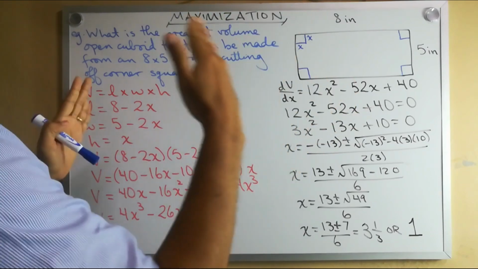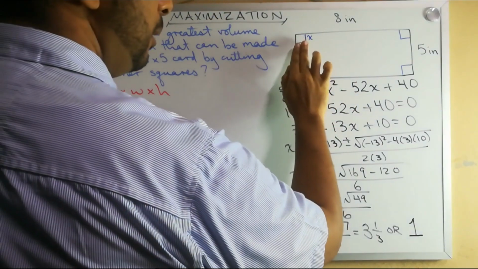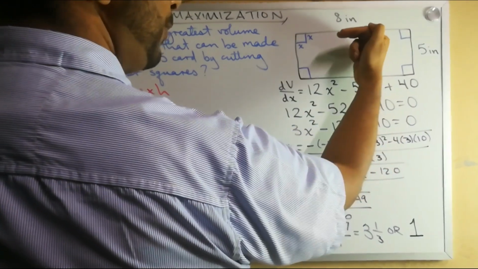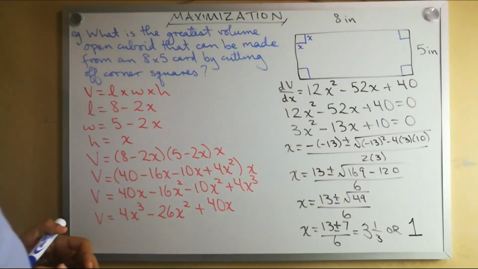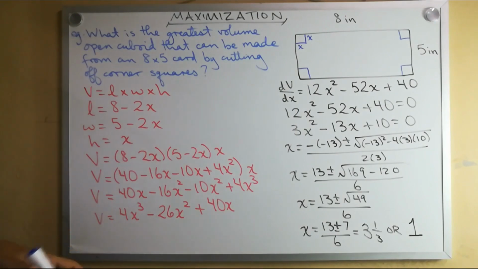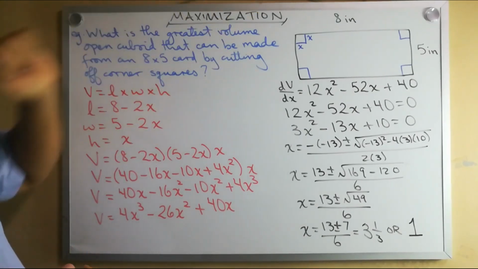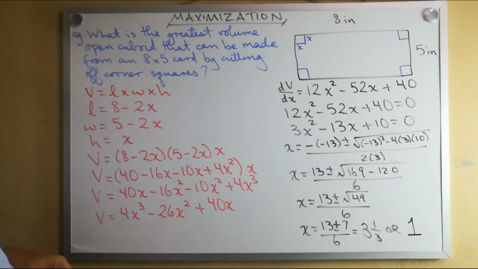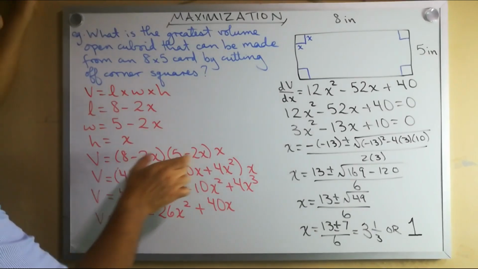What about the height though? Well, here, imagine that just comes up like this. Same thing for that piece, it just comes up like that. What will be our height? Our height will simply be x. So we need to now get an expression for the volume of this particular open cuboid. So we multiply the length of 8 minus 2x times the width of 5 minus 2x times the height of x. So let's first expand brackets here.